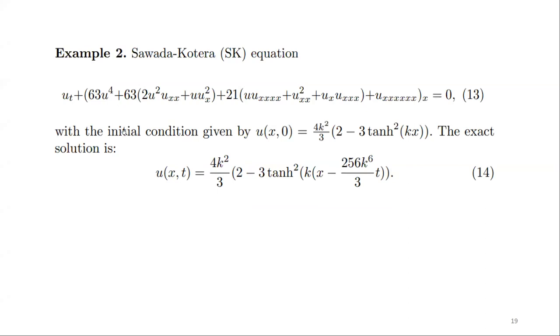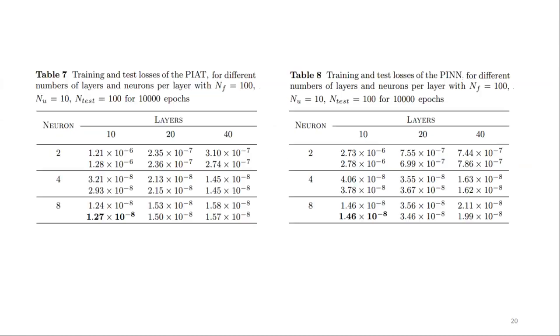In the second example, I have considered the SK equation, which is a higher order equation, as this equation with this exact solution. And the initial condition is in this form. For solving this equation, adversarial training was also used. And for different numbers of neurons and layers, this table shows the results of adversarial training, while this table is the results of PINN for solving that equation.